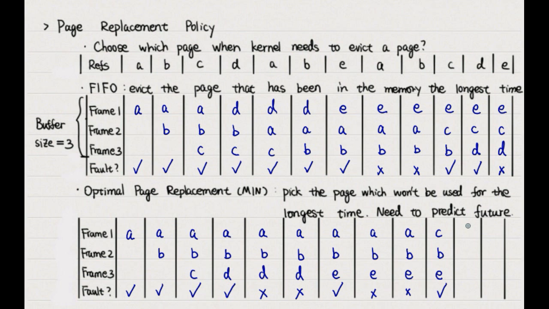Now we have D, and we found that B will not be used for the longest. So page fault. And we have E, and E is already in memory. No page fault. We have 1, 2, 3, 4, 5, 6, 7, 8, 9. 9 faults here. And 1, 2, 3, 4, 5, 6, 7. Only 7 faults here. So we get better result using min.